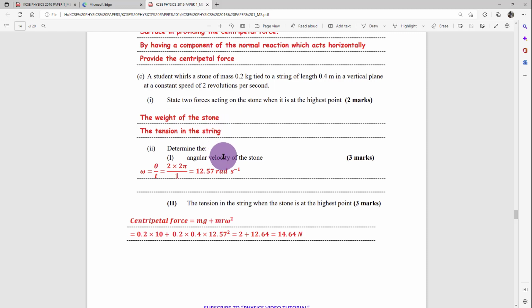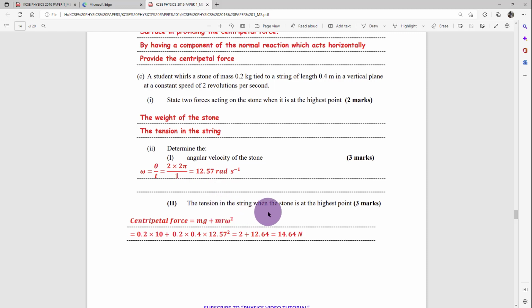Of course, the angular velocity of the stone will be given by the angular displacement divided by time, and time is 1 second, and this object makes 2 revolutions per second. 1 revolution is 2 pi radians, so since there are 2, that's why there is this 2 here. 2 times the number of angles in radians in a complete revolution, and then when you divide by 1, you get 12.56 radians per second.